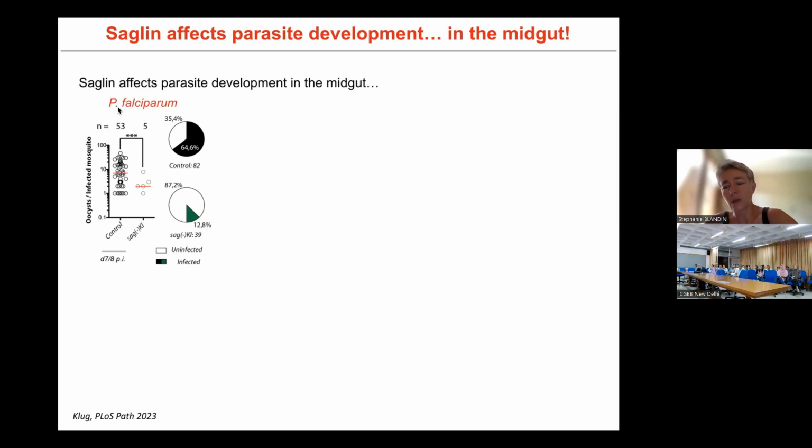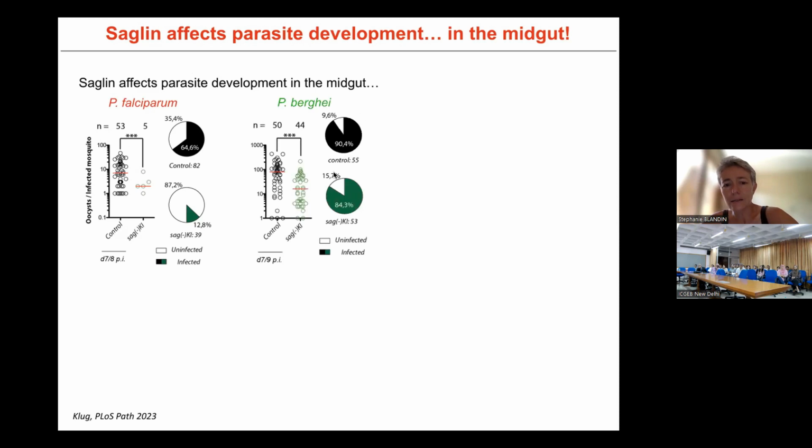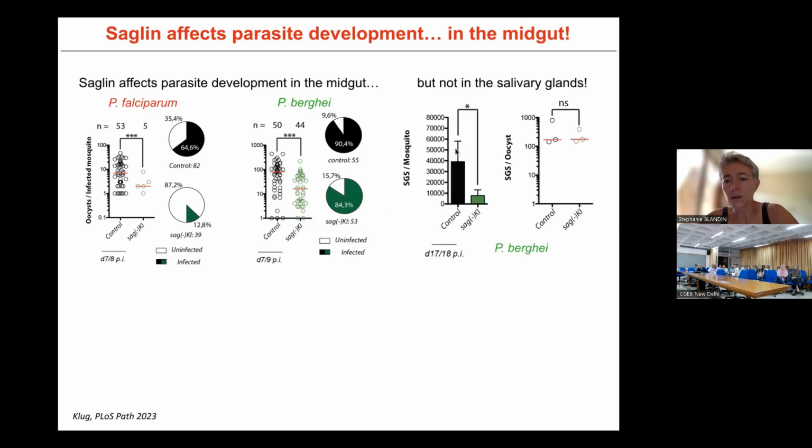And the reason is that we have plenty of different mutants for Plasmodium berghei, so it's very easy to work with. In this case, there's no decrease of prevalence because we reach very high numbers of parasites, and therefore probably we saturate the system. Still, we do observe a sharp decrease. It's 5 to 10 times fewer parasites developing in the mosquitoes that are Saglin-deficient compared to control mosquitoes. Now, obviously, we then looked also in the salivary glands, and there we also see a decrease in the number of sporozoites that make it to the salivary glands.